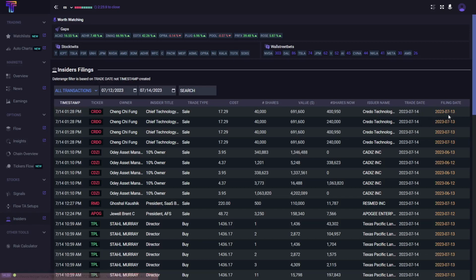The filing date is when this actually happened. The trade date is when it became public knowledge. You'll usually see it to be anywhere from 1 to 3 days after it actually happens.